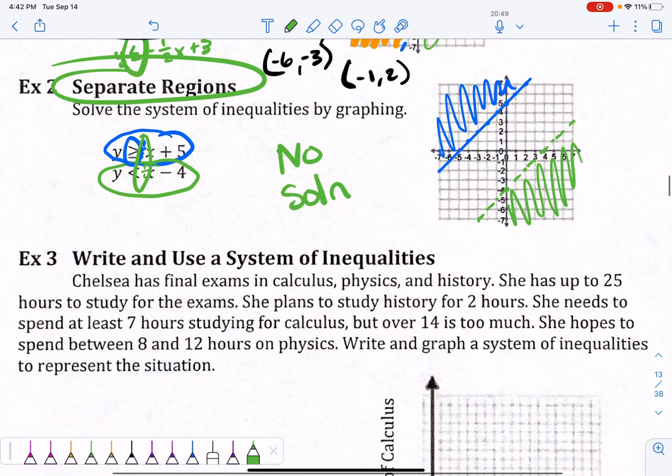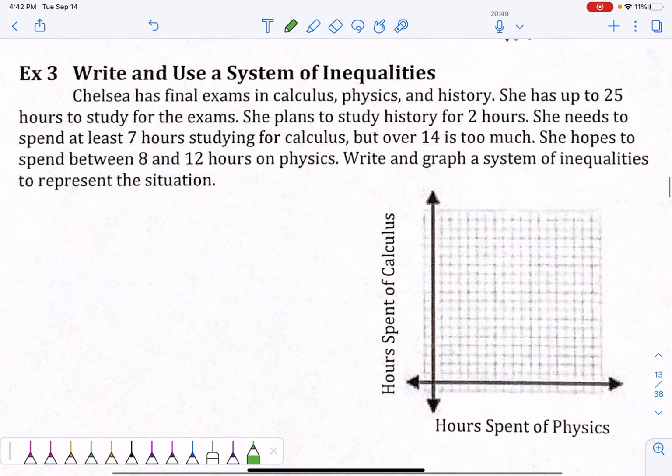All right, example 3, we have to write out our system of inequalities before we graph them. Let's just go through and pick this story problem apart. Chelsea has final exams in calculus, physics, and history, so 3 different classes. She has up to 25 hours to study for the exams. She plans to study history for 2 hours. So that knocks out history. We already know that history is 2.